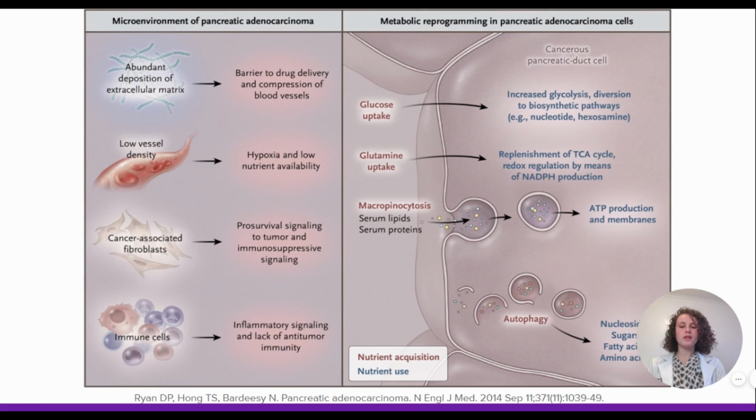This figure shows how the cells of pancreatic adenocarcinomas create a microenvironment for themselves that allows them to proliferate and evade the tumor surveillance function of the body's immune system. For example, these masses have few blood vessels running through them, so healthy cells cannot get the oxygen and nutrients that they need to survive. Additionally, cancer-associated fibroblasts in this region send signals to tumor cells to stimulate growth, as well as immunosuppressive signals to suppress the immune system. These cells also modify their metabolism to take in more glucose, glutamine, and macromolecules to support hyperproliferation.